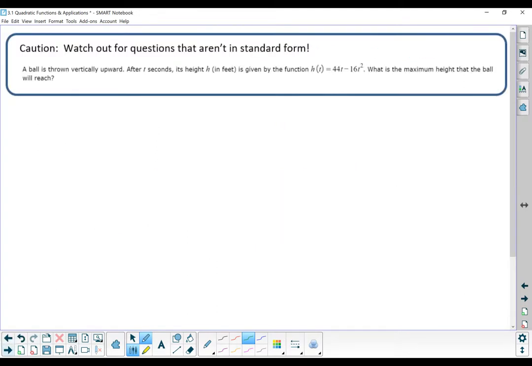Also, when you're doing this topic, watch out for questions that aren't in standard form. Like this one gives you the height as 44t minus 16t squared. So the A is not 44 and the B 16, because that is not in standard form. To avoid an error there, hopefully you can look and notice when they're not in standard form, and either just think of this as A and this as B, or rewrite it to help you realize which one's A and which one's B.